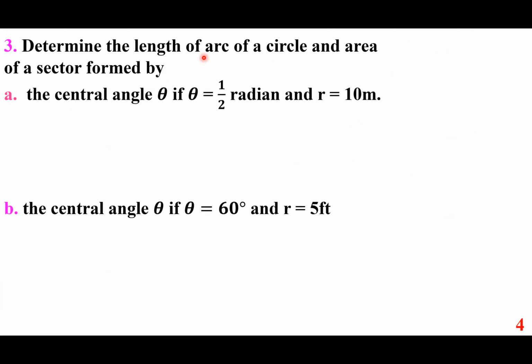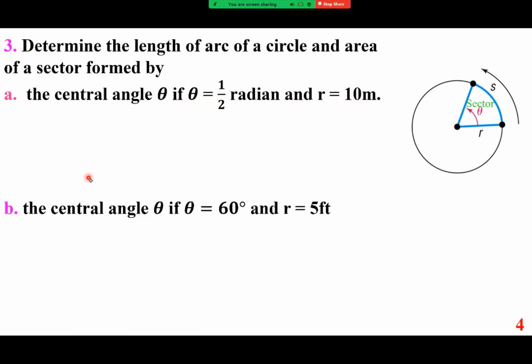Determine the length of arc of a circle and area of a sector formed by the central angle. Theta is 1/2 radians, and r is 10 meters. So first, I want to remind everyone that when we have a case like this, S is called the arc length, and that is equal to r theta. This is the sector, and the area of a sector is 1/2 r squared theta. So those are two pieces of information.